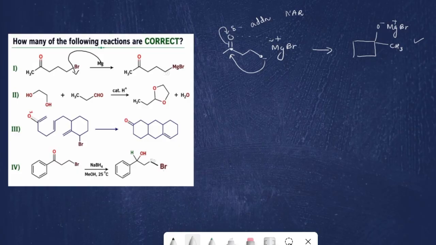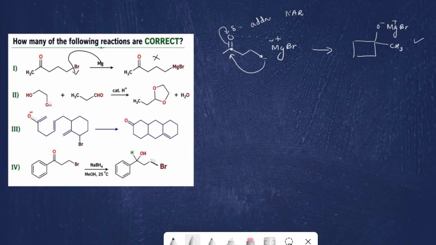So this is partially correct, not completely correct, because there is an intramolecular addition reaction to form a cyclized product like this. So upon treating this with ammonium chloride, we will end up with the tertiary alcohol. Therefore, this reaction is not correct.